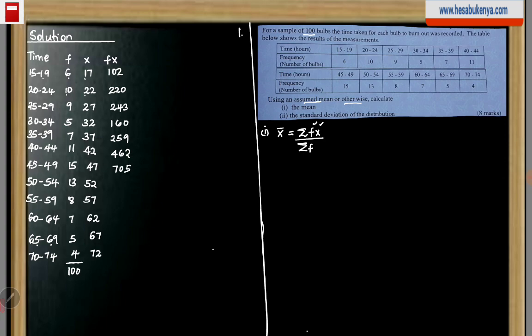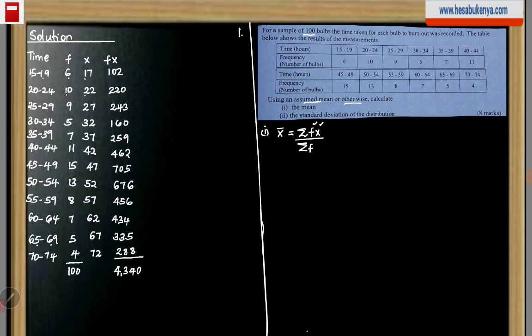13 times 52 is 676. 8 times 57 is 456. 7 times 62 is 434. Then 5 times 67 is 335. And 4 times 72 is 288. Now taking the total of all the values in this column, we will get 4,340.